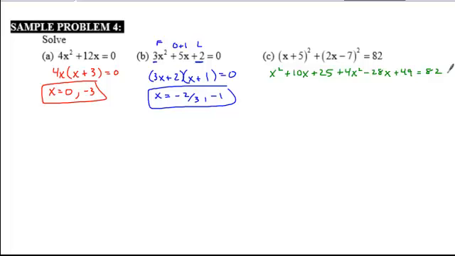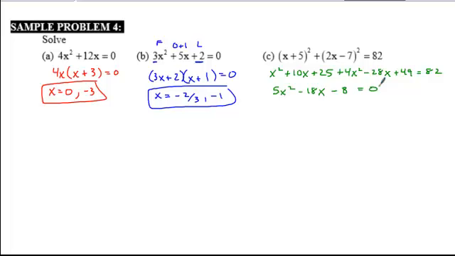Okay, so now I have multiple terms with variables in it, so I'm going to move everything to one side. I'll subtract 82 from both sides here and combine my like terms. X squareds, I get a total of 5x squared. 10x minus 28x leaves me with -18x. And 25 plus 49 then minus 82, it's going to leave me with a -8. And that's all set equal to 0.